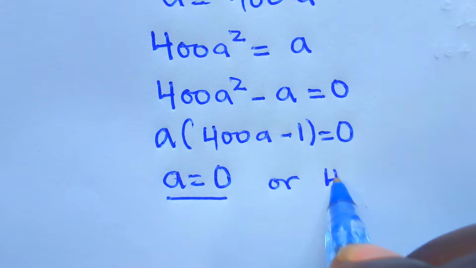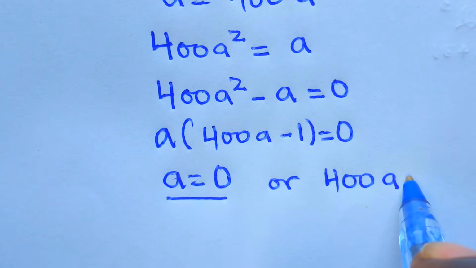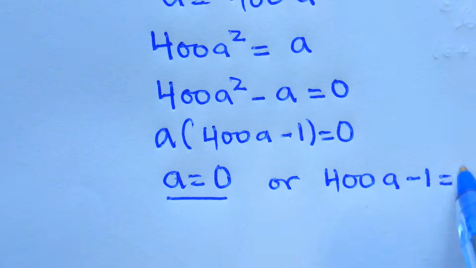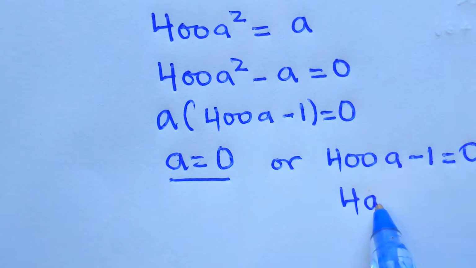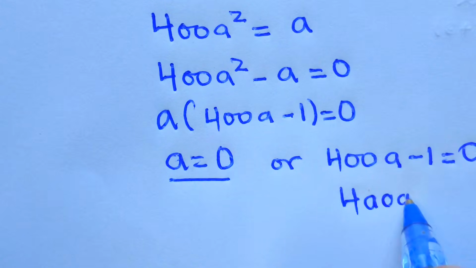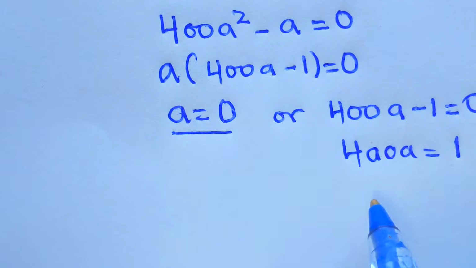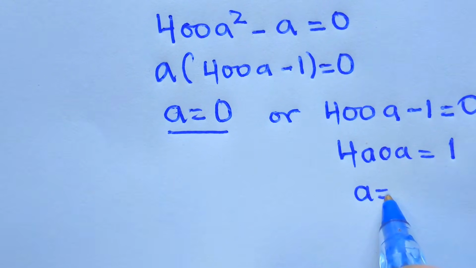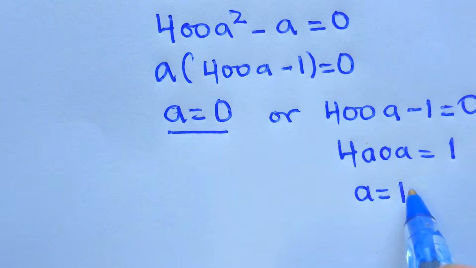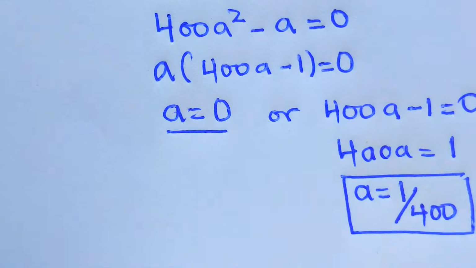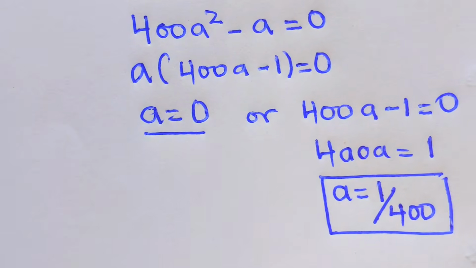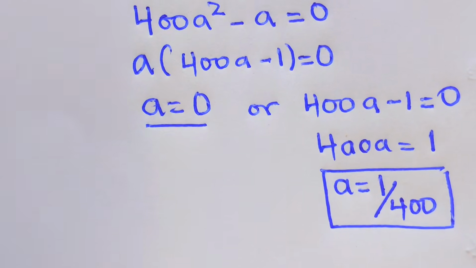or 400a minus 1 equals 0, and here 400a equals 1, so a will be 1 over 400. And these are the two values of a.